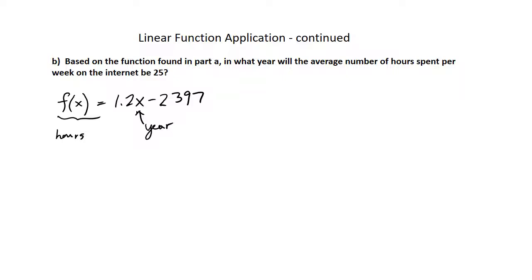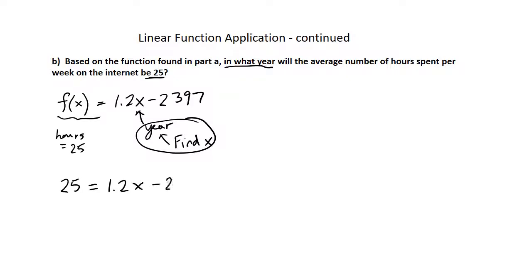So when we go back and read this question again, it says in what year, so it's telling me to find x because I'm trying to find the year, will the average number of hours on the internet be 25? So basically my hours are 25. So I'm given the output of the function and I'm asked to find the input x. So we're trying to solve this equation.